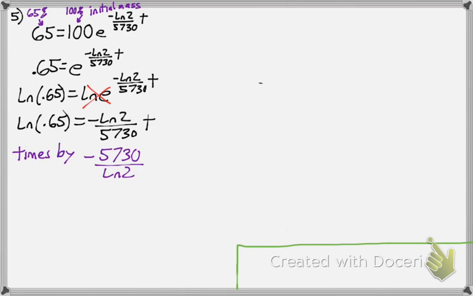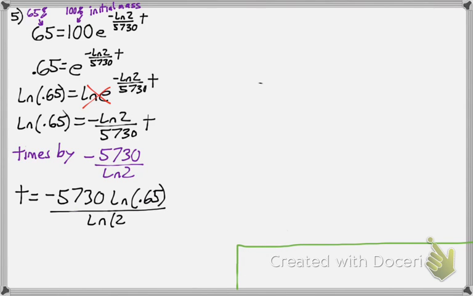And that means that t is going to be equal to negative 5,730 times ln of 0.65 all over ln of 2. And if you type that into your calculator, then you should get 3,561, and that'll be years. So this is years ago.